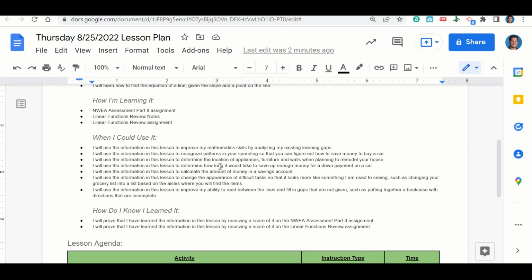down payment on a car, to calculate the amount of money in a savings account, to change the appearance of difficult tasks so that it looks more like something that you are used to seeing, such as changing your grocery list into a list based on the aisles where you will find the items, and to your ability to read between the lines and fill in gaps that are not given, such as putting together a bookcase with directions that are incomplete. How do you know you learned it? By getting a score of 4 on the NWEA Assessment Part 2 assignment and a 4 on the Linear Functions Review assignment.